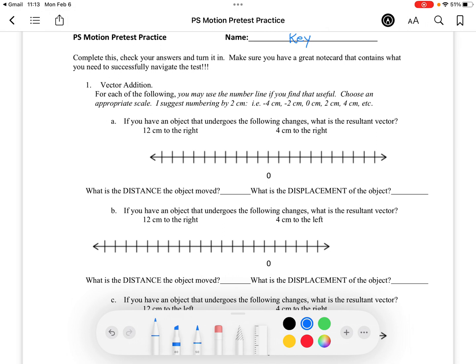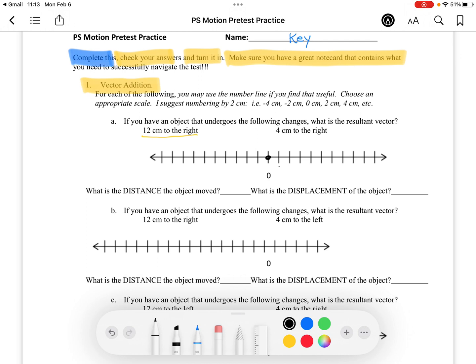We are going to start working on this key right here. I hope that your teacher or someone can AirPlay this for you. Everybody should have this document, and you're going to complete this. You're going to check your answers, and you're going to turn it in. Please make sure that your note card is great for doing this, doing your test.